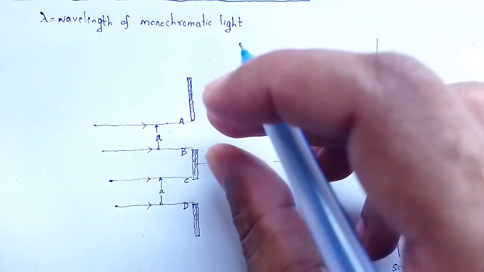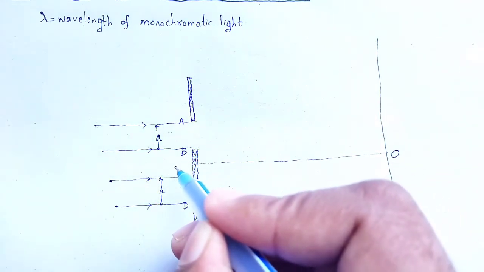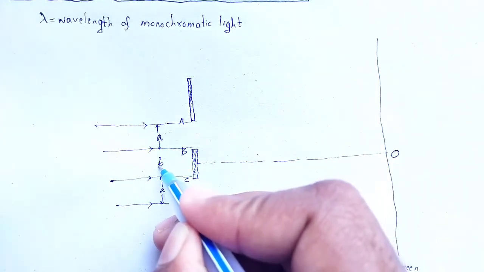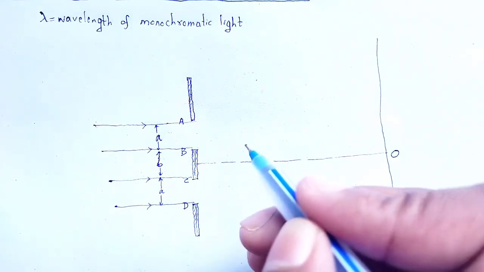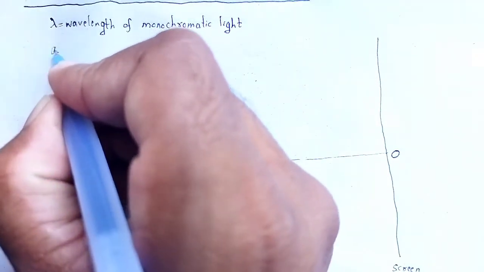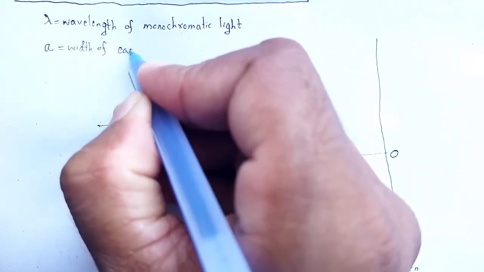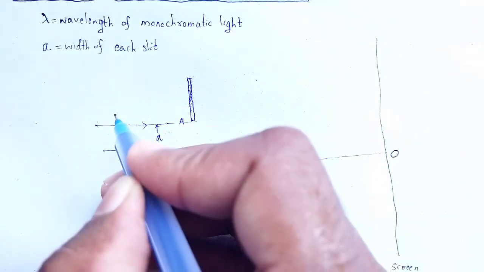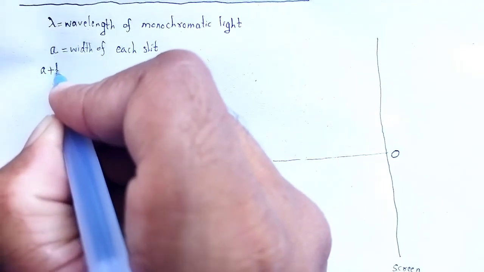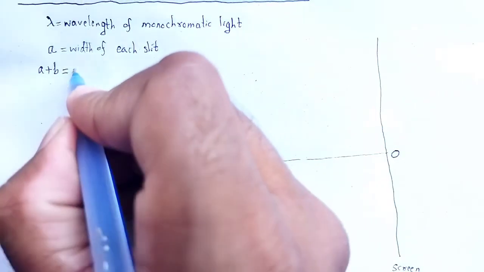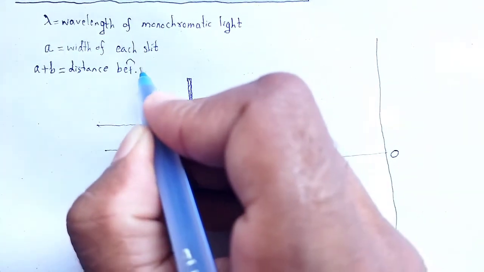And the distance between the two slits, the opaque portion, let it be small b. Width a is the width of each slit. Distance between the two slits is equal to a plus b, the distance between two slits.